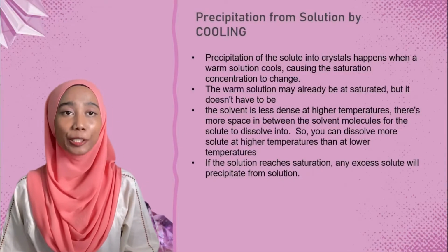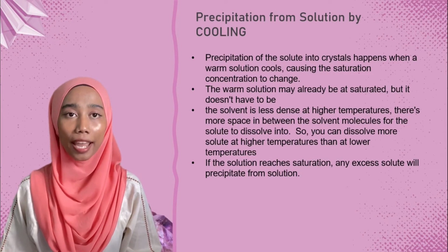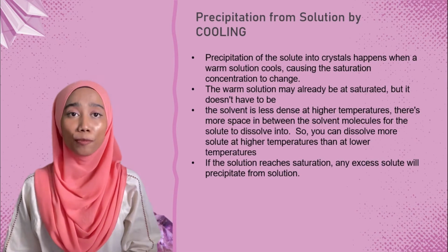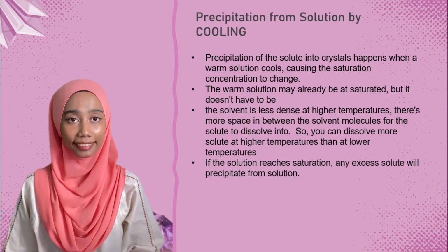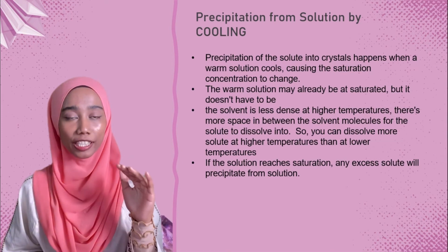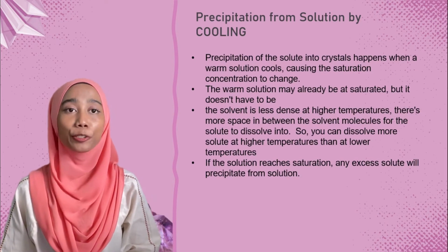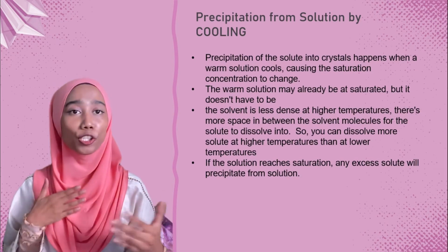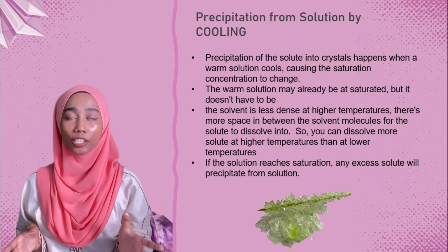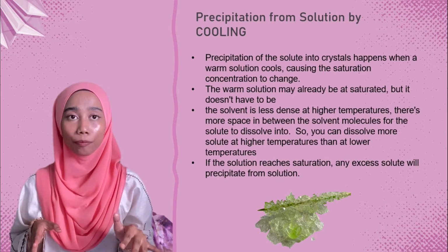Crystallization formed by cooling. Precipitation of the solute into crystals happens when a warm solution cools, causing the concentration to change. The warm solution may already be saturated, but it doesn't have to be. The solvent is less dense at higher temperature. There is more space between the solvent molecules for the solute to dissolve. So you can dissolve more solute at higher temperature than at lower temperatures. If the solution reaches saturation point, any extra solute will precipitate from the solution.